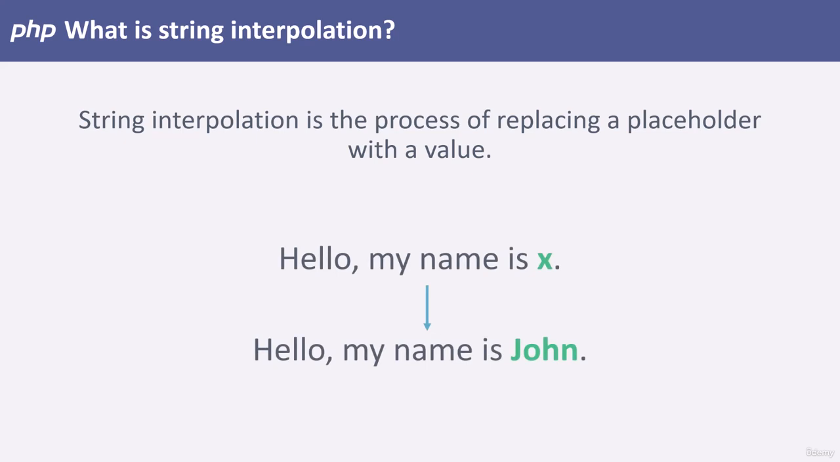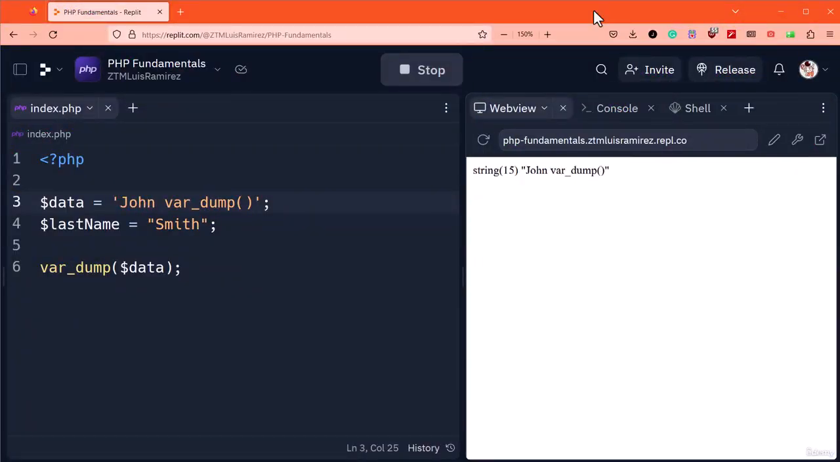For example, let's say we had the following sentence. Hello, my name is X. The letter X is a placeholder. We can swap this placeholder with an actual value. String interpolation is a common feature you'll be using in your programs. This feature is only available with strings that are wrapped with double quotes. Inside the last name variable, let's inject the data variable by adding it at the beginning of the string. We're allowed to inject variables into a string. PHP replaces this portion of the string with the value stored in the data variable.